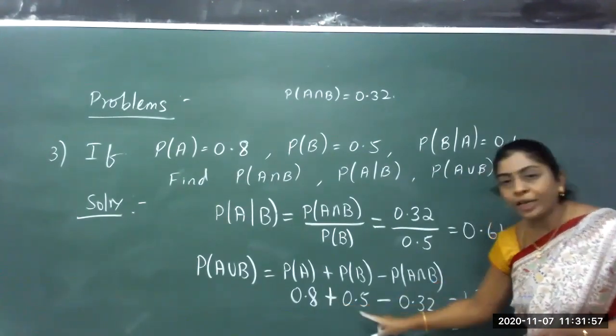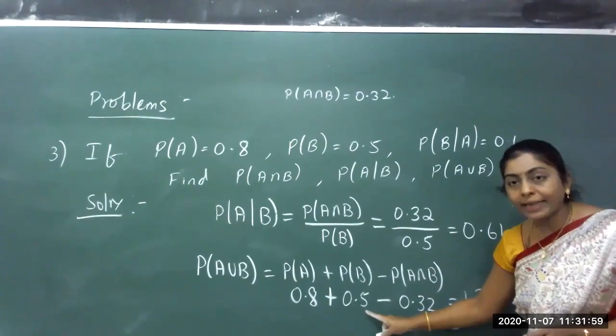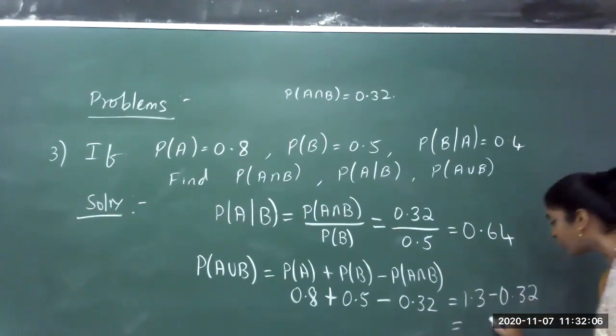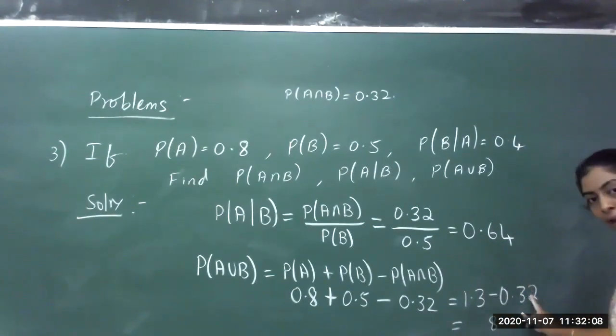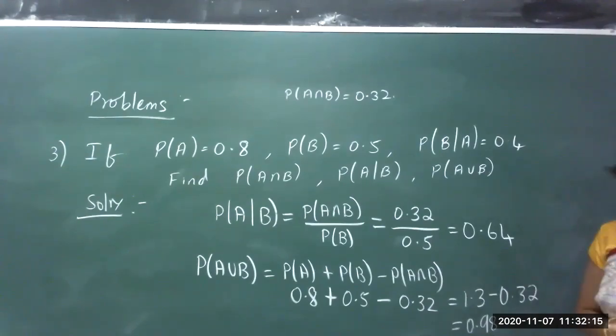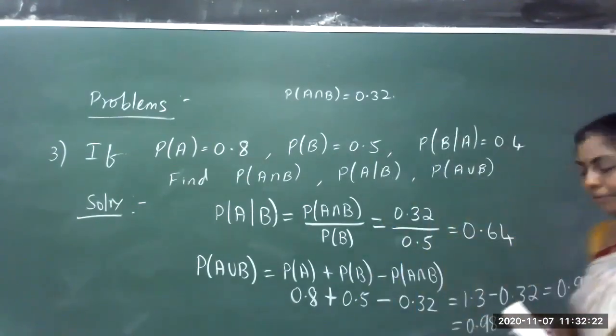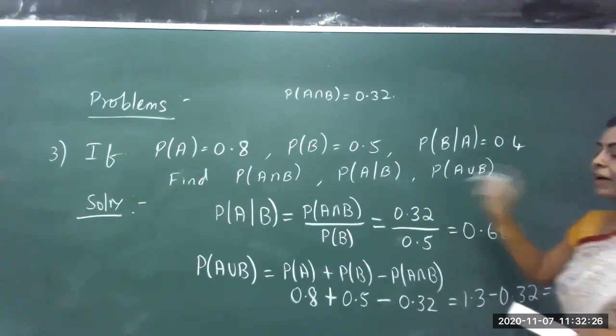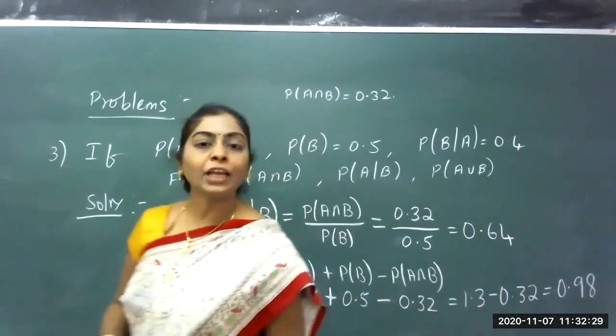If I add up 0.8 plus 0.5, I get back 1.3. Now, if I rearrange this, 10 minus 2, that is 8. I would have carried 1, so 12 is left. 12 minus 3 is 0.98. That is the value of the probability of A union B.